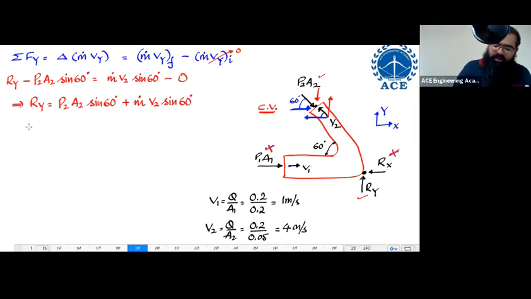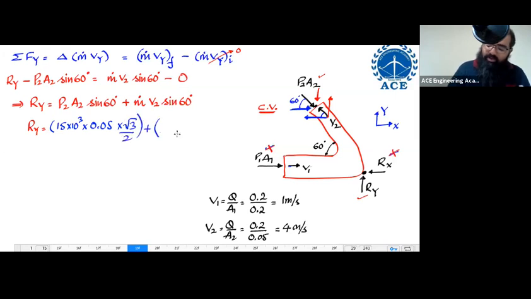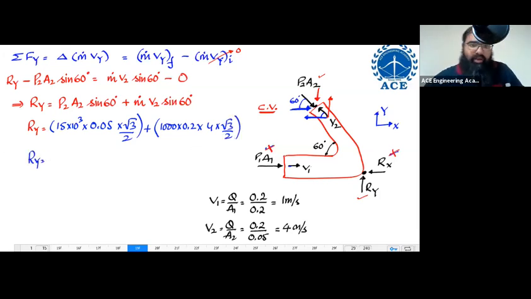Now you can say Ry is equal to how much? What is P2 over here? You can put in the values. 15,000, area is 0.05 into root 3 by 2, plus m dot is equal to 1000 times 0.2. Velocity V2 is equal to 4 into root 3 by 2. Get me the value of Ry now. Ry.